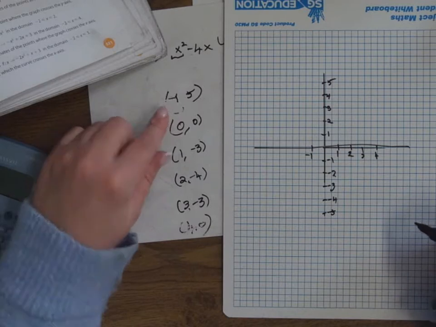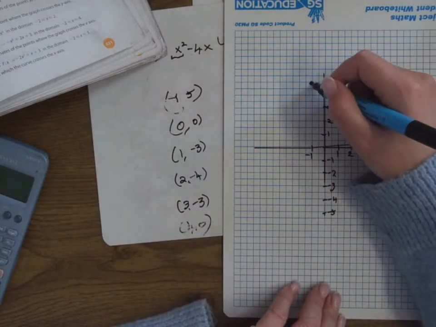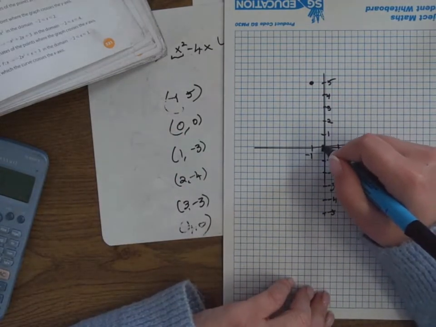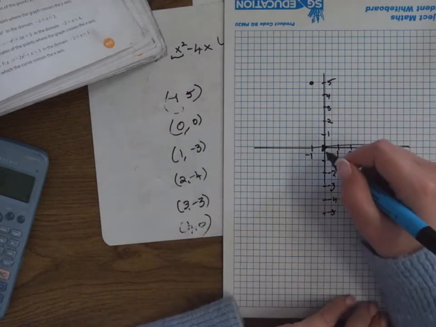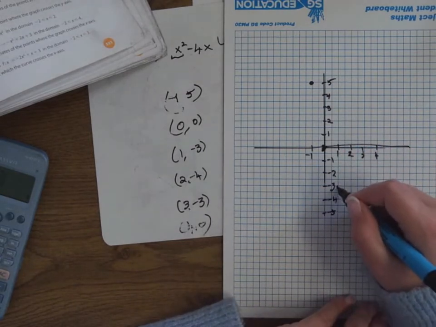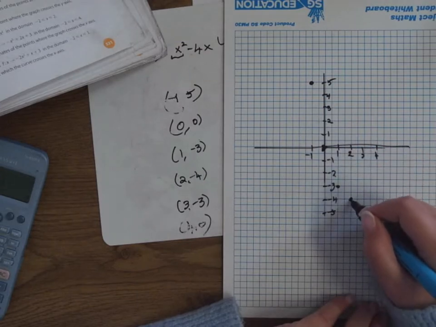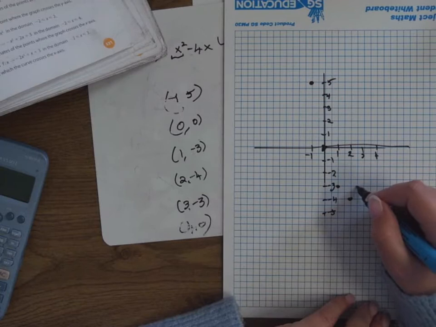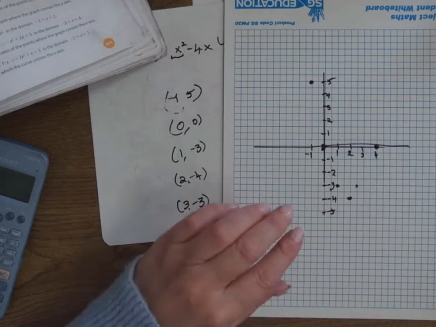-1, 5 is the first point, so that's across to -1 up to 5. Always go across first. 0, 0 is the middle point. 0, 0, the origin it's called, in the middle, right? 1, -3 is across 1 down to -3. 2, -4 is across to 2 down to -4. The next one is 3, down to -3. And the next one is 4, 0, which is across 4 and up to 0.